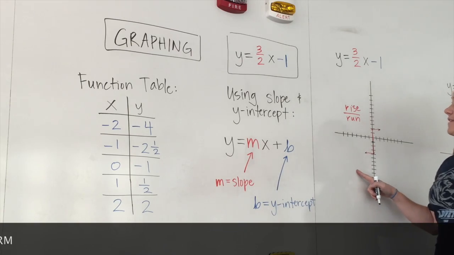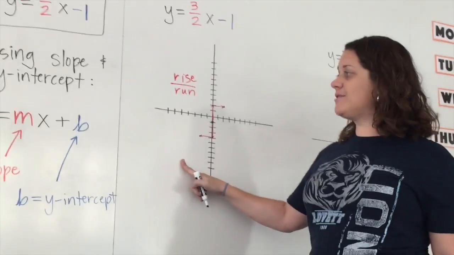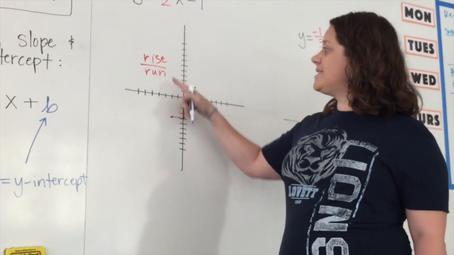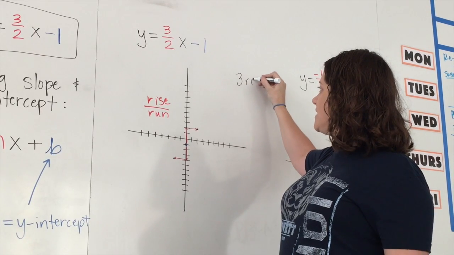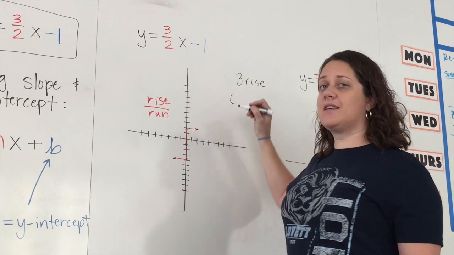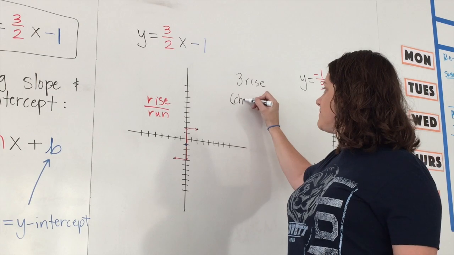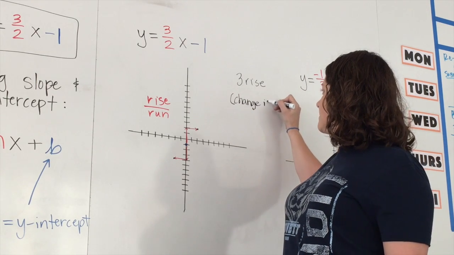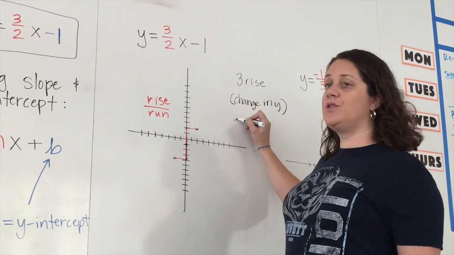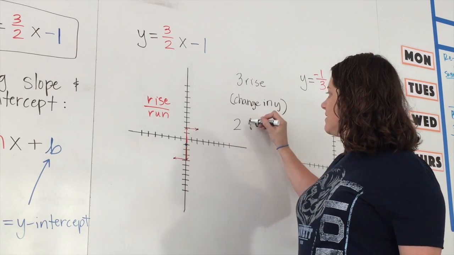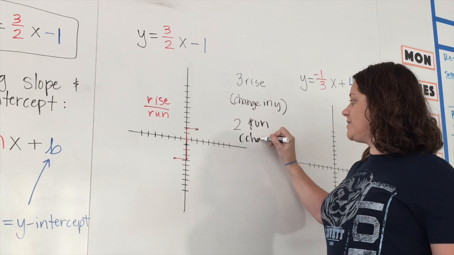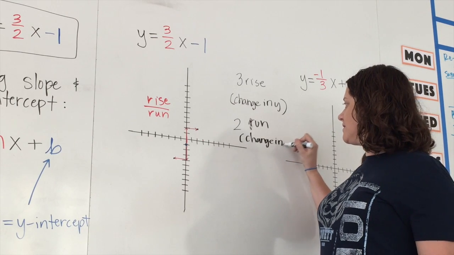When we're graphing, you know that the slope always has rise over run. The rise is the top number. In this case, 3 is the rise, and the rise is the change in y. Then 2 is our run, and that's our change in x.